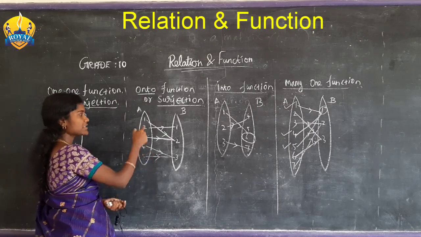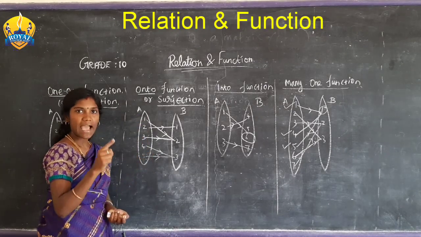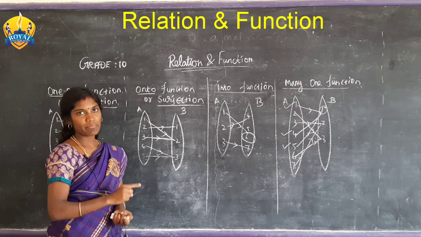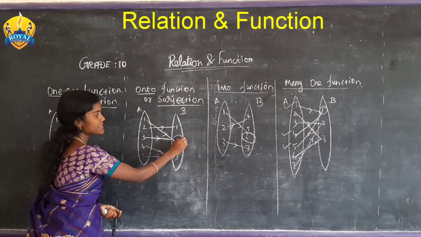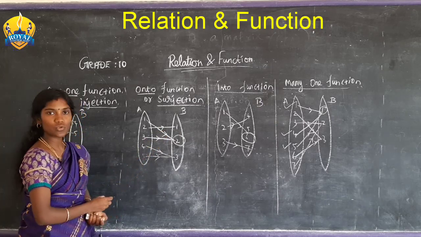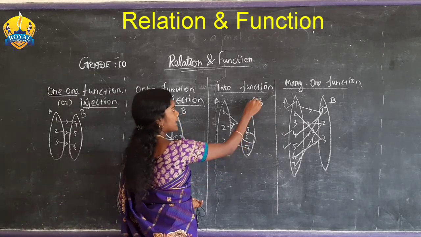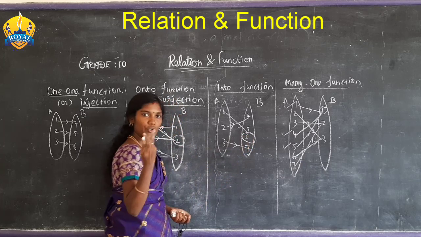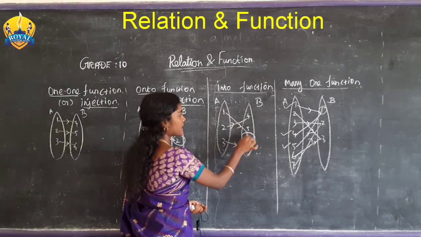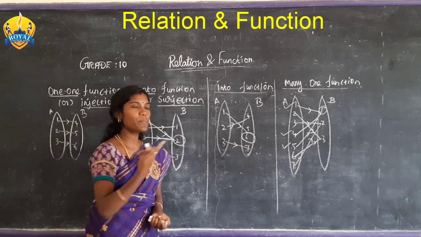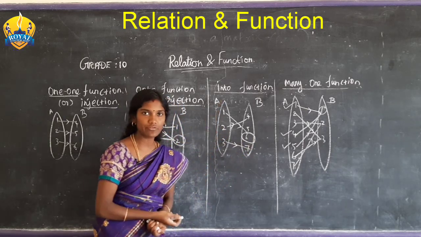Onto function means two or more elements have only one image, that is, 1 and 3 have the same image, that is 2. This is called onto function. The last one is an element in the codomain that has no pre-image. If any one element has no pre-image, it is called into function.